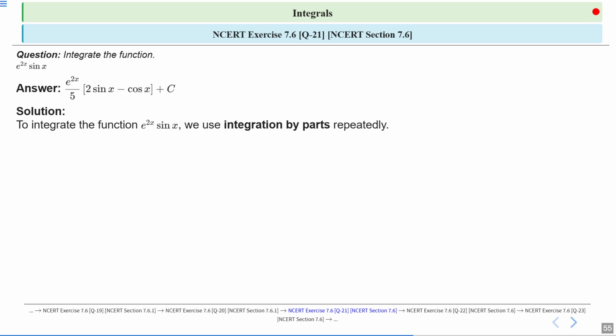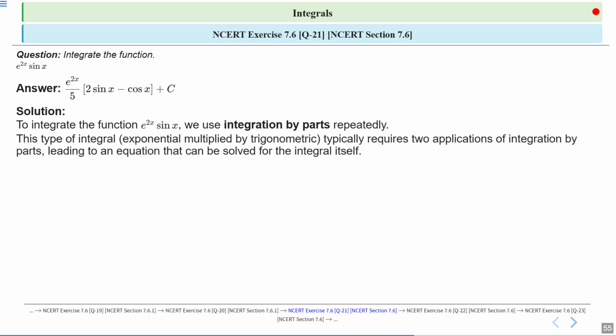Let's solve step by step. We apply integration by parts. This type of integral, exponential multiplied by trigonometric, typically requires two applications of integration by parts, leading to an equation that can be solved for the integral itself. So here we have to apply integration by parts repeatedly so that we get an equation, and that equation is used to find the value of the integral.